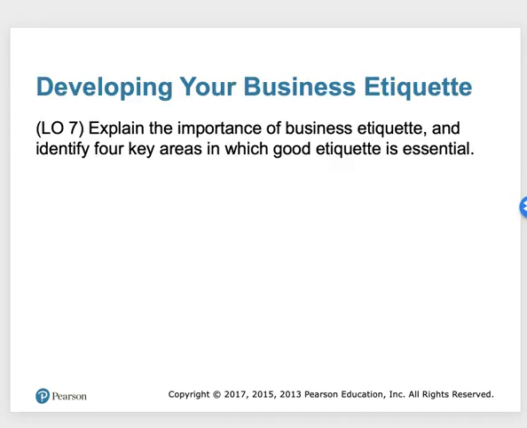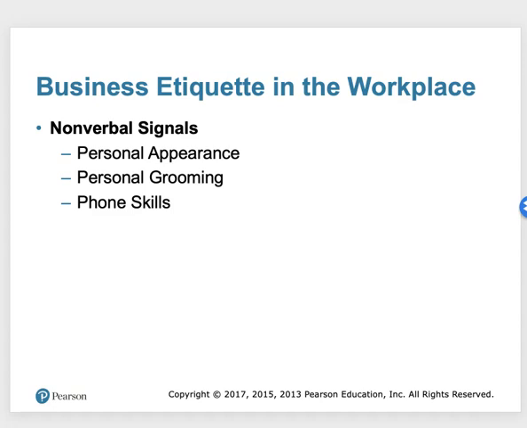We're moving on to our learning objective number 7: explain the importance of business etiquette and identify 4 key areas in which good etiquette is essential. Because I'm trying to keep these lectures down to a reasonable amount of time, I want to go ahead and just fly through some of these. We've already talked about your personal appearance. Make sure that you're dressing the way that is expected in the office that you're working in. Always make sure that you are clean, that you've brushed your teeth, combed your hair, all of those personal hygiene things before you come to work.